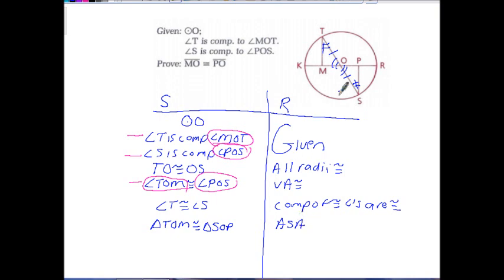Now, I'm trying to prove that MO is congruent to PO. MO, PO, those are sides of my congruent triangles. MO is congruent to PO by CPCTC. And we're set.